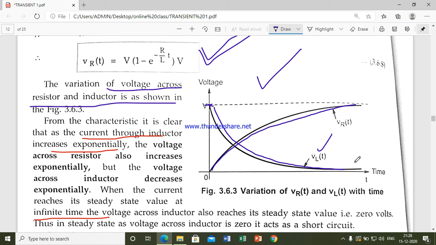Whenever voltage reaches 0, what does it represent? You know that V equal to IR. If R equal to 0, then what happens? V is also 0. If V equal to 0, what does it represent? Your inductor is short circuited. Here at infinite time, the inductor will be short circuited.